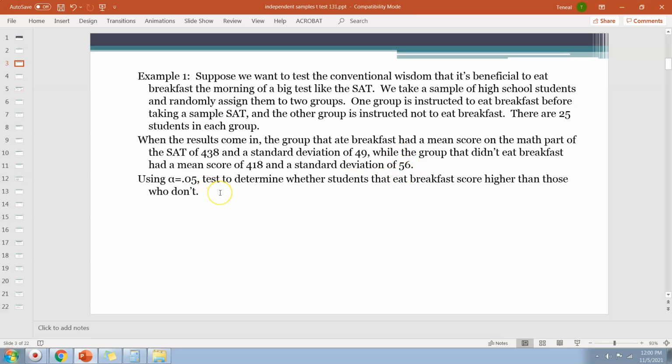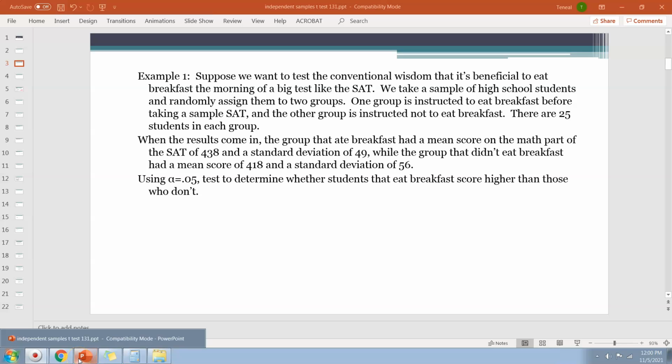So we want to test whether the students who eat breakfast have a higher score on average than those who don't. Because that's what they always tell you, right? When you go to take a big test, eat breakfast, at least that's what they always told us.